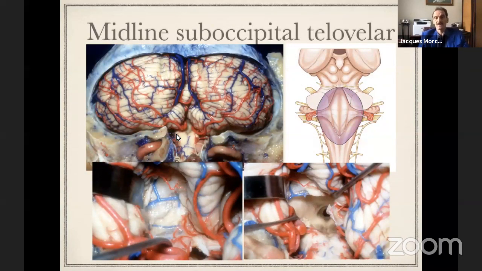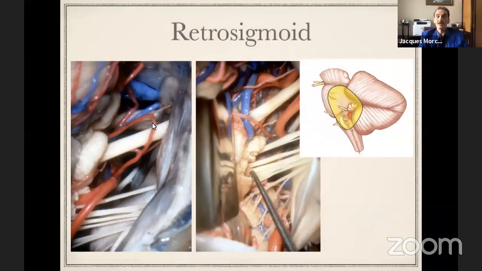Midline suboccipital telovelar approach, a very important approach. Think of it like splitting the Sylvian fissure. You have to learn that anatomy of splitting the inferior medullary velum, so you don't resect vermis or enter actual cerebellar tissue. That view gets you all the way up to the cerebral aqueduct, and of course dealing with the floor of the fourth ventricle.